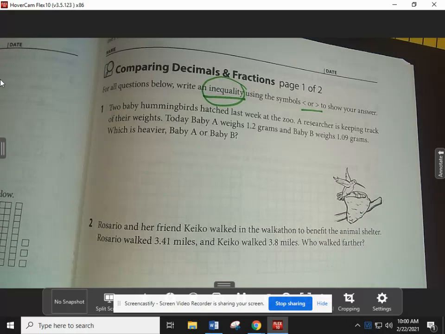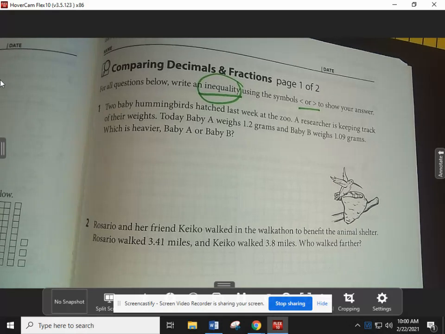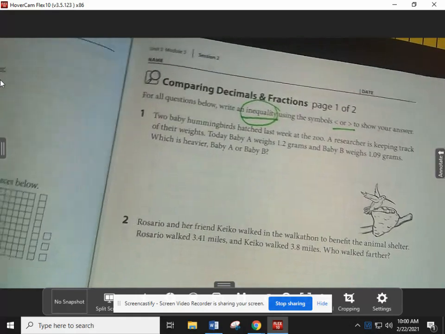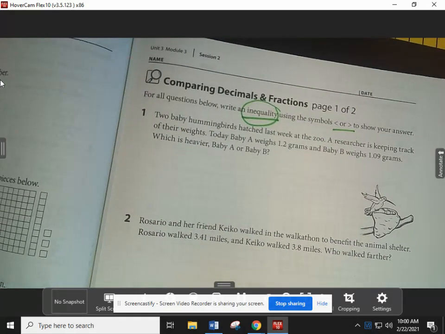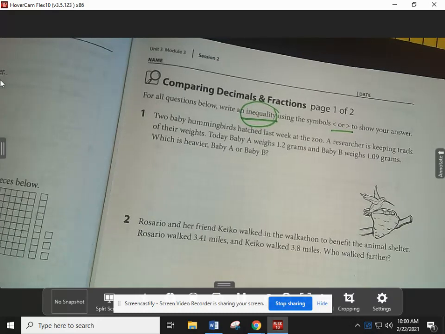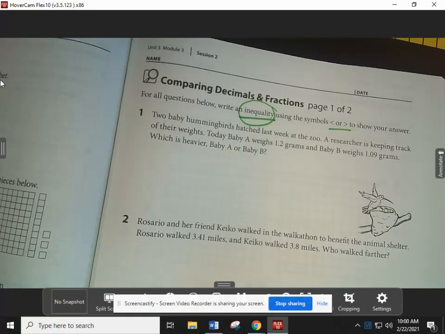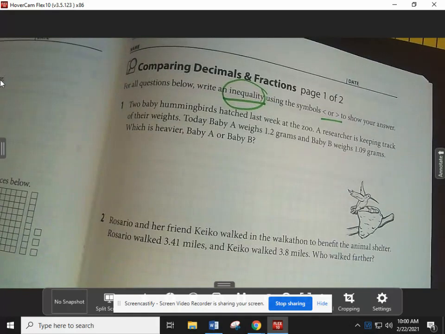Okay. So it says 2 baby hummingbirds hatched last week at the zoo. A researcher is keeping track of their weights. Today, baby A weighs 1 2/10 grams. Baby B weighs 1 9/100 grams. Which one is heavier?